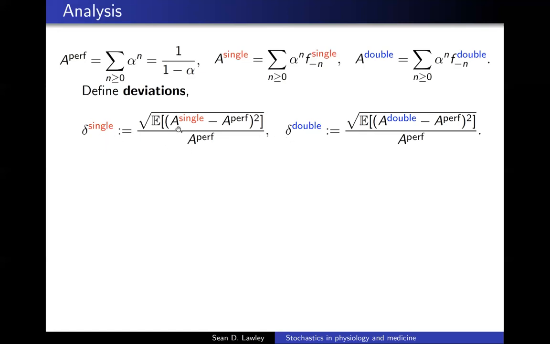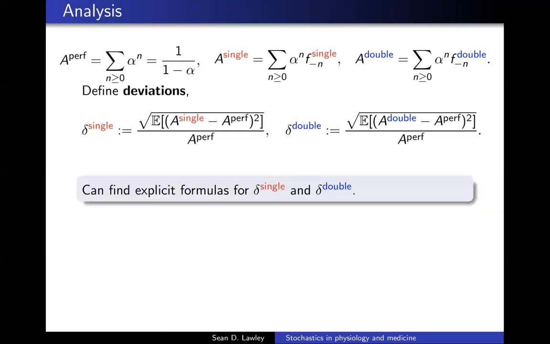And so what are they? Well, it's meant to be just some measure of how close the amount of drug in your body is to the perfect patient. And so you want to have a small deviation. So I define it, for single, as A single minus A perf, so how far away you are from the perfect patient, square it, take expectation, and then square root it and scale by the scale of the perfect patient. So in that way, it's similar to a coefficient of variation, but the target amount is this perfect patient. And then analogously, we define a deviation for the double dose protocol the same.